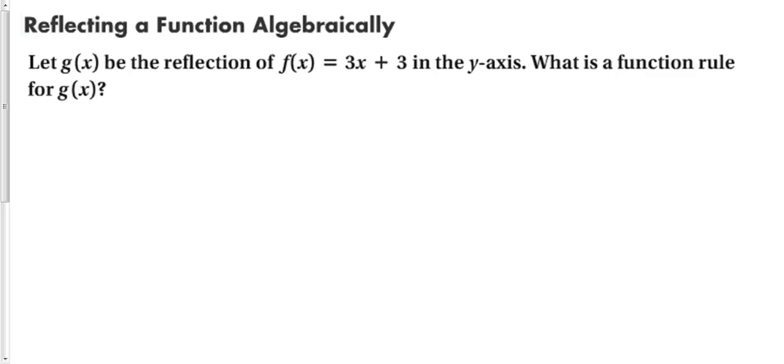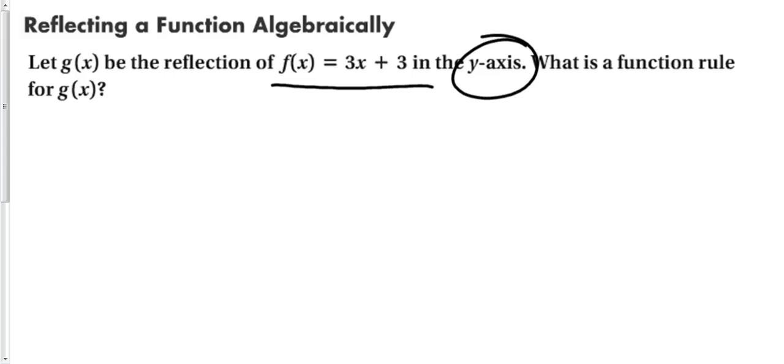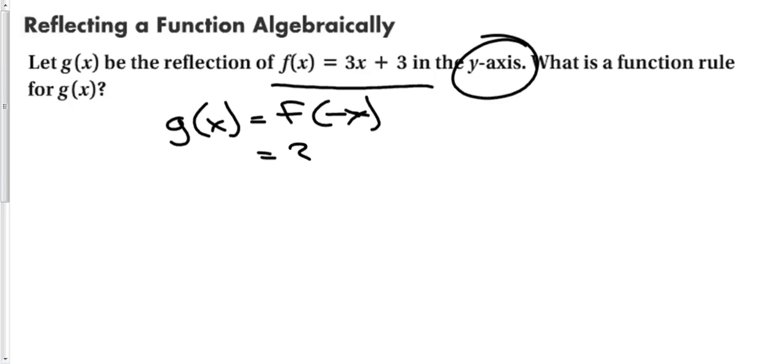So let's look at this problem. We want to let g of x be the reflection of f of x equals 3x plus 3 in the y-axis. Because I'm going to reflect it in the y-axis, I am going to input negative x into the function. So g of x is going to be f of negative x. That's how I reflect something in the y-axis. So let's plug in f of negative x. Everywhere there is an x, I plug in a negative x.